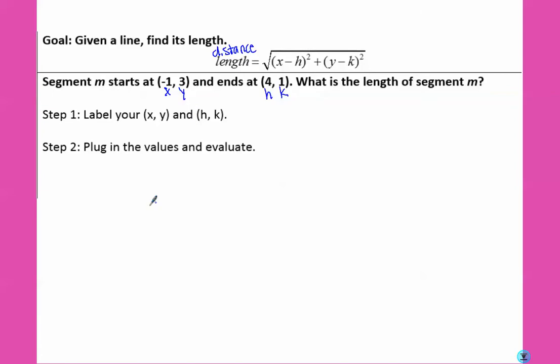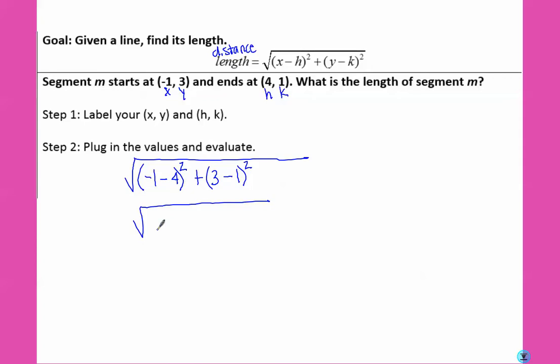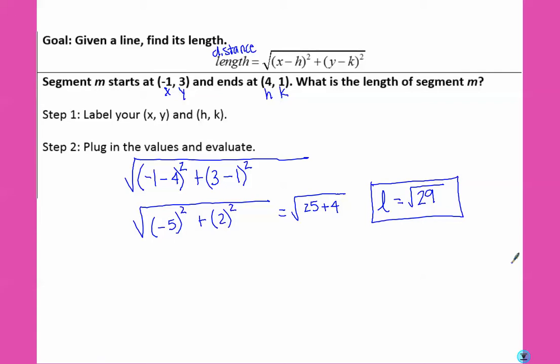So now that we've got them labeled, we're going to plug them in. Square root of x minus h squared plus y minus k squared. -1 minus 4 would be -5 squared plus 2 squared. -5 squared is 25. 2 squared is 4, which means our length is the square root of 29, which is a prime number, so we can't simplify it. So that's our length.